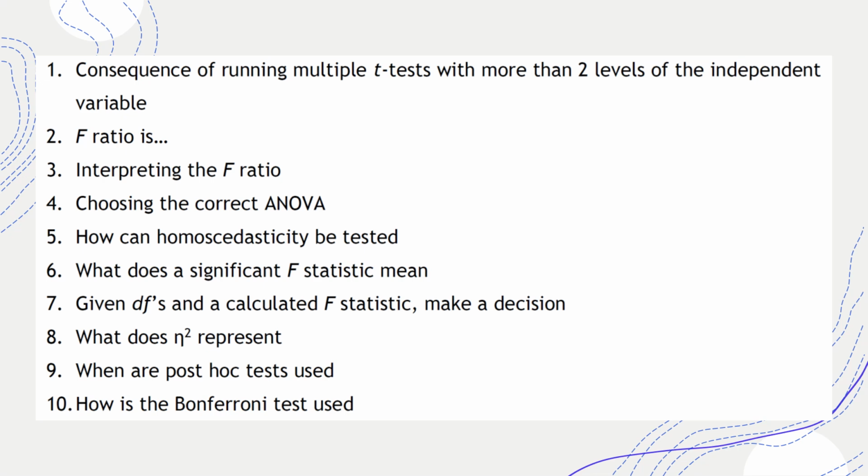Okay, and as I said, I tend to turn those bullet points into numbers just because it's easier for me to say 1, 2, 3, whatever. So, that first one, consequence of running multiple t-tests with more than 2 levels of the independent variable. Basically, know what happens to the type 1 error rate. That's essentially the problem with doing it.